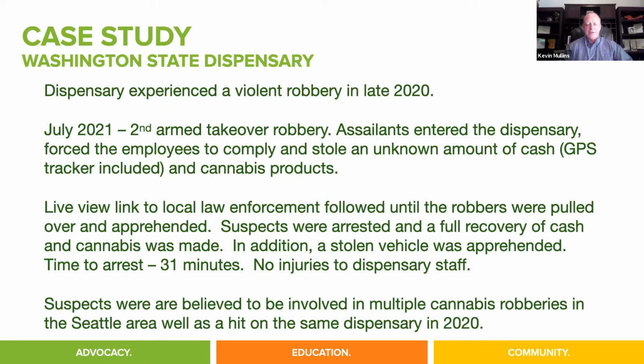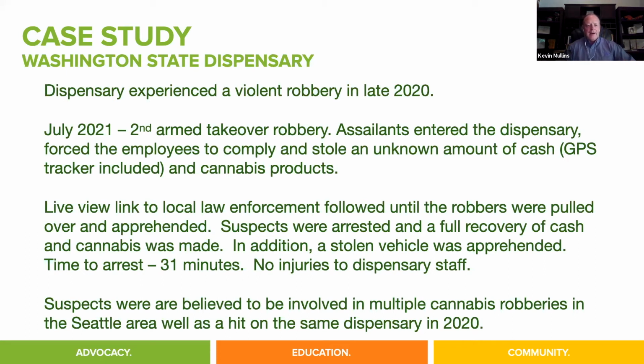A cannabis operation in Washington State, late 2020, individuals come in, assault rifles, fully decked out, totally covered, coming in, putting employees on the floor. They sweep cash, they sweep product, they put it into bags. Staff members were assaulted, and then they're out and they're gone. That cannabis operation said, we're not going to let that happen again. They purchased GPS tracking technology.